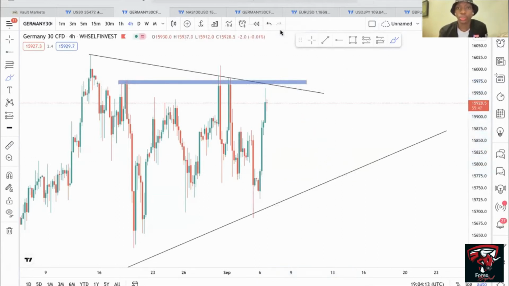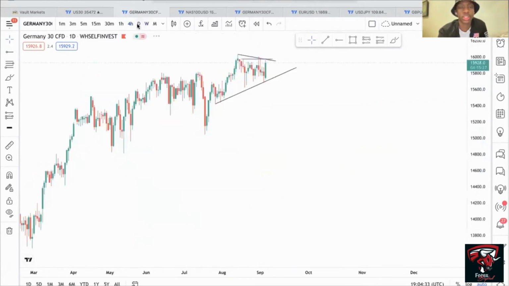Let me actually not say I do believe it's going to close below the zone. I'm going to wait to see how it reacts to the zone and trend line, guys. If it respects and closes below, I'm looking to sell. If it breaks, I'm looking to enter on the retest. Right, so that's my German 30 analysis.